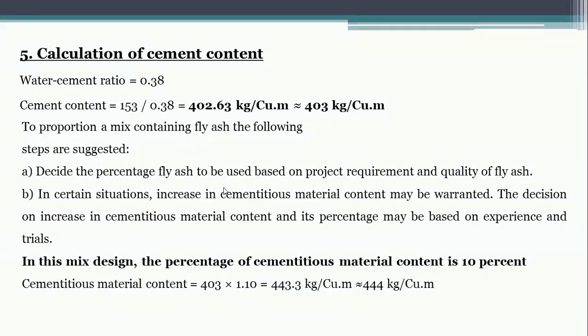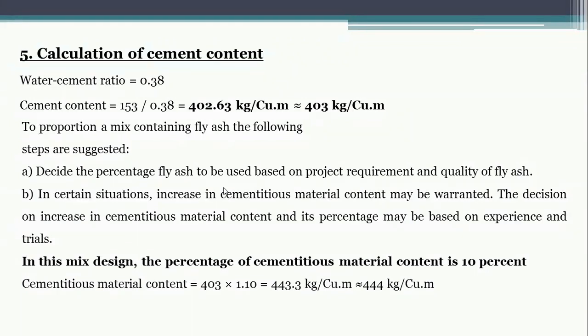Point B is very important, what I have written there. In certain situations, an increase in cementitious material content may be warranted. Now 403 kg per m cube is the cement content that is obtained. Now you are adding fly ash also. Fly ash also has certain cementitious property in it. You know that, since you have studied the mineral admixture chapter. So you are adding that to the cement. Now the percentage of some chemical composition will get increased.